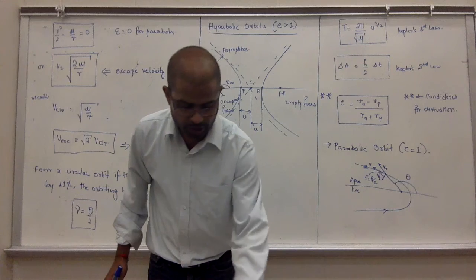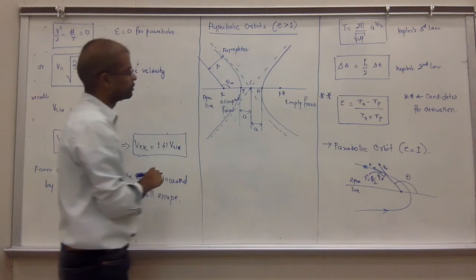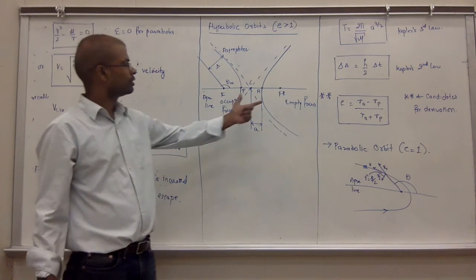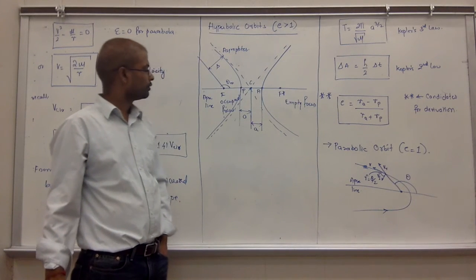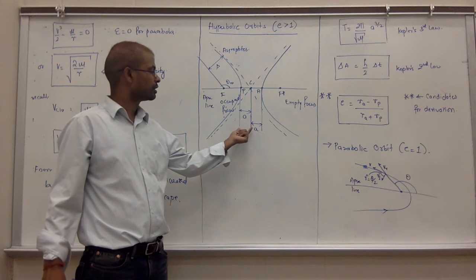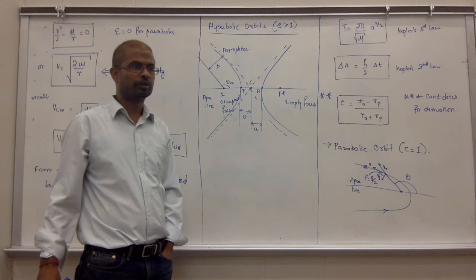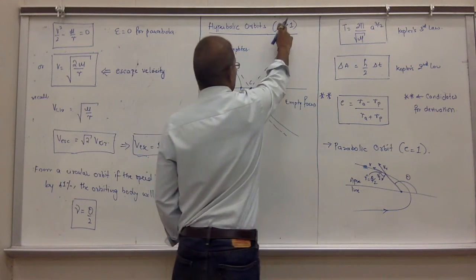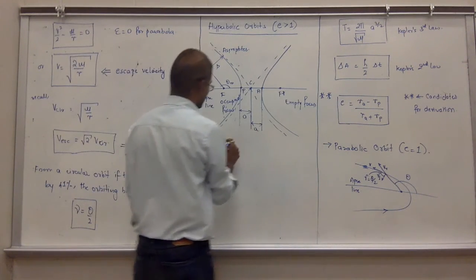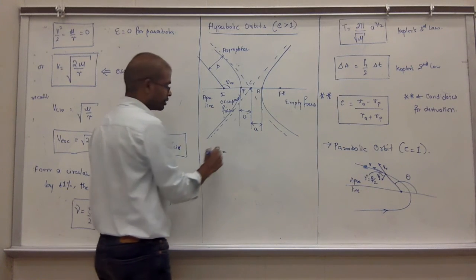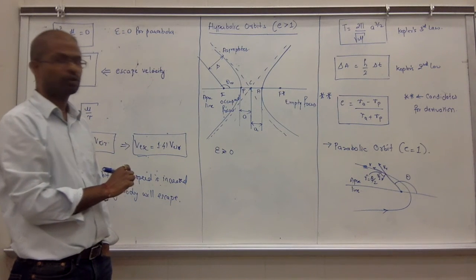So when we're talking about hyperbolic orbits, strangely enough, your empty focus is on the other side. Here, in fact, we say the semi-major axis is said to be negative for a hyperbolic orbit. What defines a hyperbolic orbit? Again, the eccentricity is greater than 1, and the energy of the orbit is greater than 0.